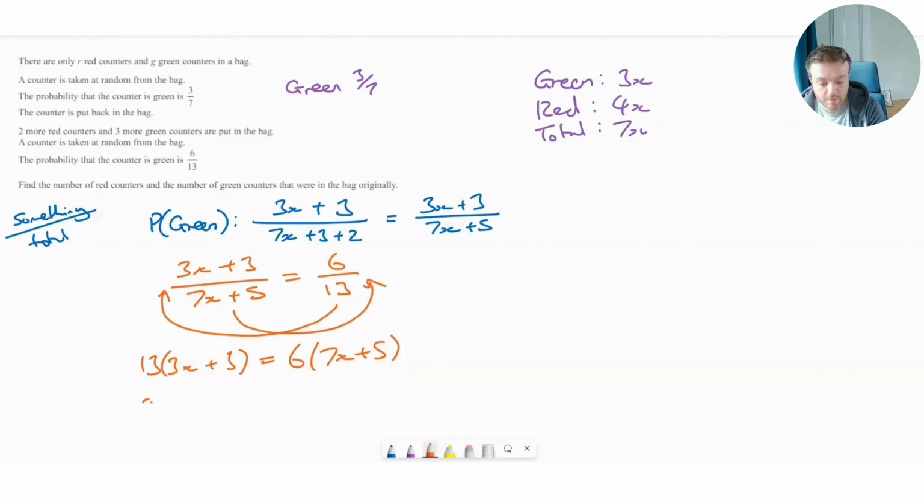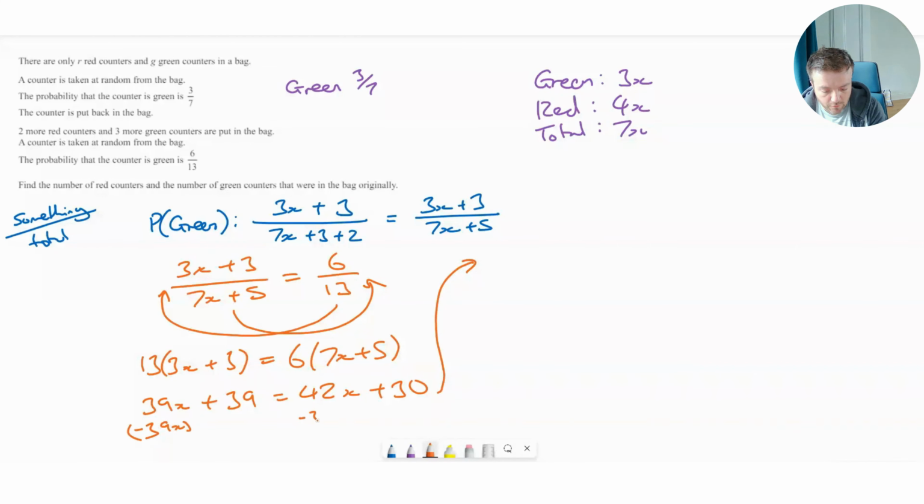Okay, well, we're going to have to expand those brackets out. So 13 times 3 is 39x. 39. And here we've got 42x plus 30. Right, everything I believe looks right so far. We've now got a relatively straightforward-ish unknown on both sides. We've got to solve.